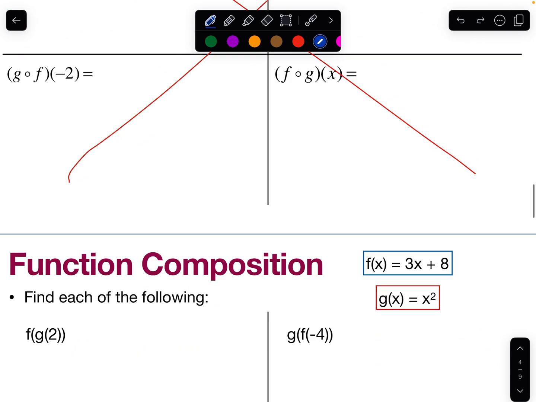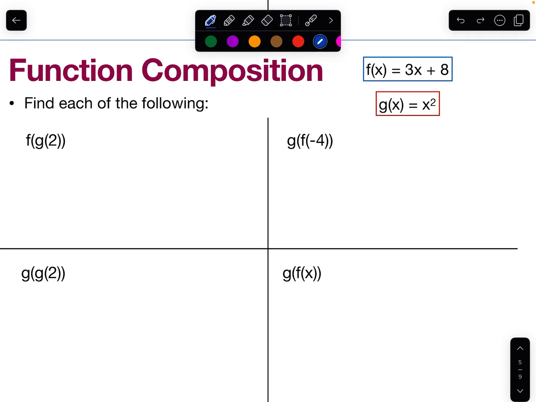So we'll start today by actually just calculating some composition, and then we'll look at a more graphical example in a little bit. Here we have two functions, f of x and g of x, in the blue and red boxes in the top right corner. One of them is linear, the other is quadratic. We're going to practice our composition skills. We're going to find f of g of 2, g of f of negative 4, g of g of 2, and then finally g of f of x.